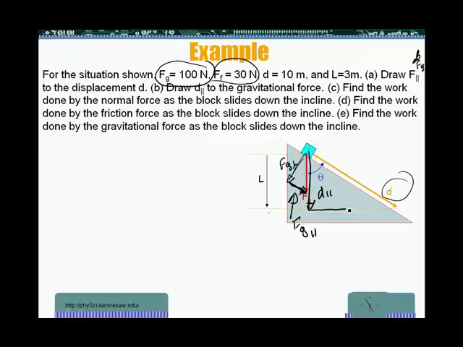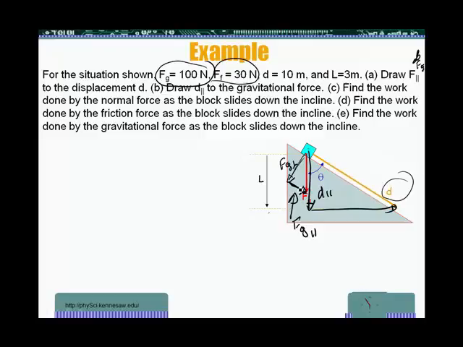Now this is what's perpendicular to Fg. That's how much horizontally we move. So because of this displacement at an angle, it's made up of two displacements, a vertical displacement and a horizontal displacement. The vertical displacement is parallel to Fg. Now, let's go to the next question where it gets a little easier.